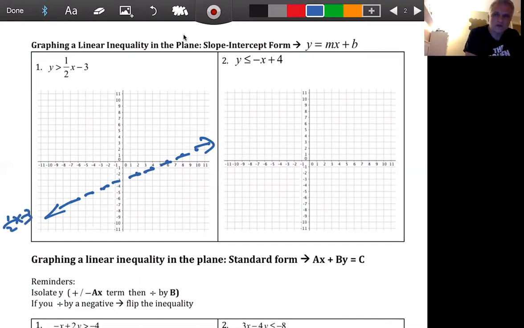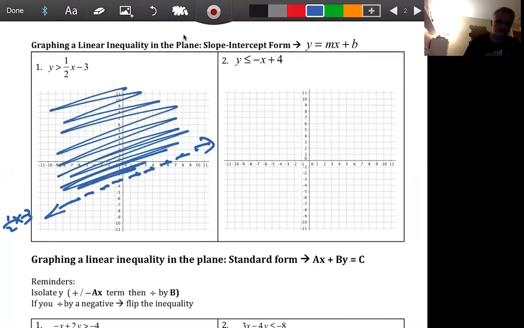Now finally, we want to shade. It says greater than. Greater than will be above. So it'll be above this y-intercept, it's greater than. Good job. All right, let's do another one.